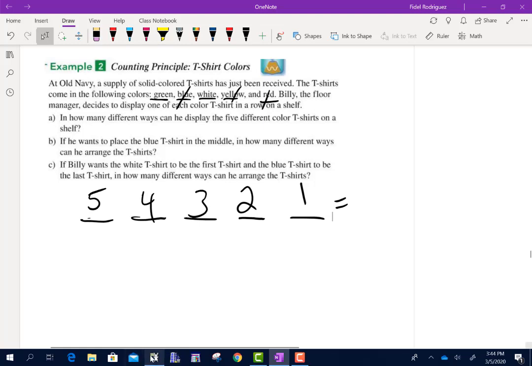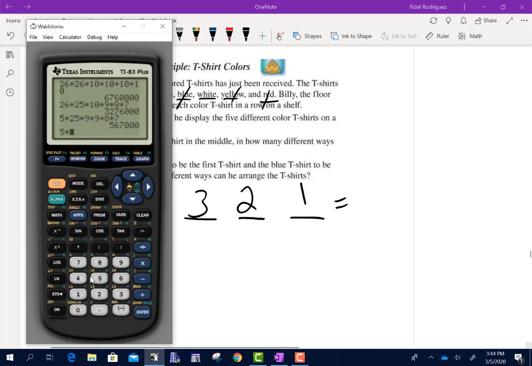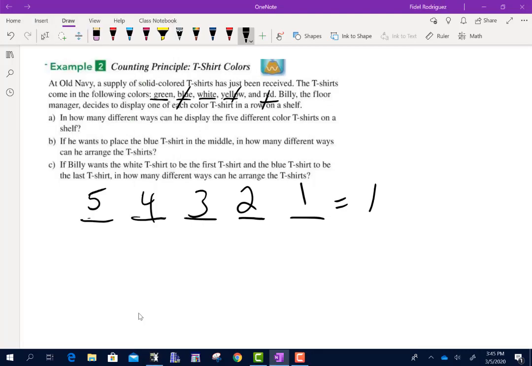So now, again, I'm going to grab my calculator. 5 times 4 times 3 times 2 times 1. And that's giving me 120. So 120 different ways he can do this for part A. Now let's look at part B.